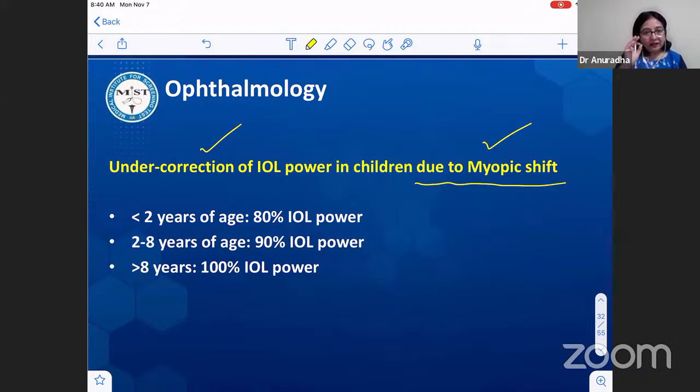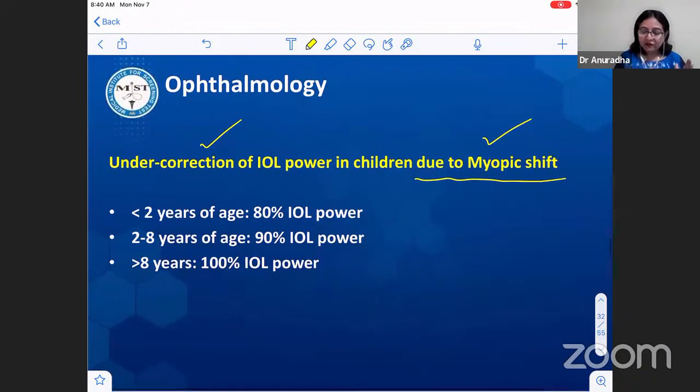If the child is less than 2 years of age, give 80% of the IOL power. If the child's age is 2 to 8 years, give 90% of the IOL power. And more than 8 years, you can give full IOL. So for children, myopic shift is to be considered. Then what is the surgery? The surgery is again phacoemulsification. We are not doing the lensectomy. We are doing the phacoemulsification.